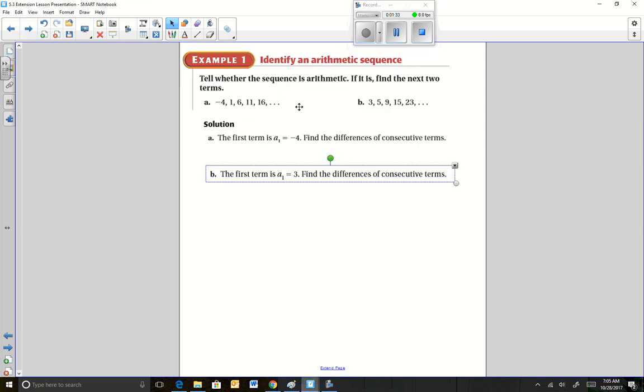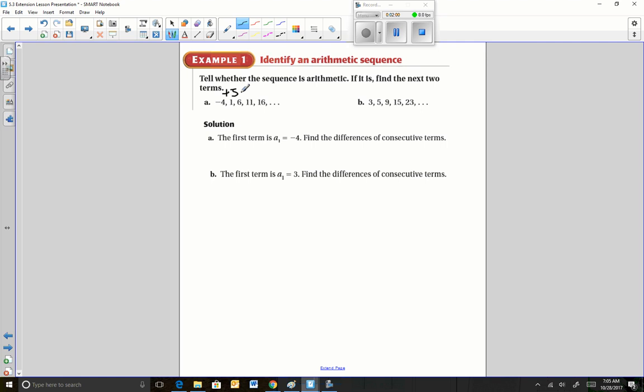Here's an example of a problem. Tell whether the sequence is arithmetic. If it is, find the next two terms. So if it's arithmetic, you're going to see a consistent addition or subtraction of a particular number. So let's take a look. -4 plus 5 would get me 1. So let's go ahead and grab a pen real quick. So I have to add 5 to get to 1.